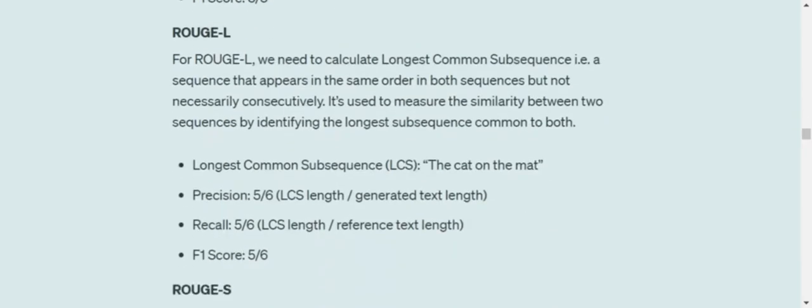Now talking about Rouge-L. So Rouge-L has a little difference. Rouge-L basically calculates the longest common subsequence. The longest common subsequence is a very interesting problem in computer science and mathematics, which basically asks you to calculate the sequence that appears in the same order but not necessarily consecutively.